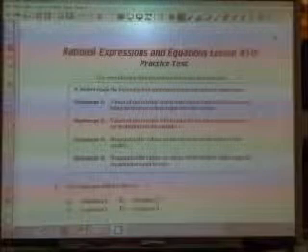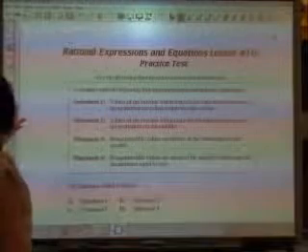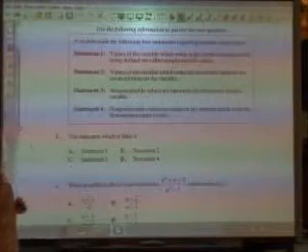Rational expressions and equations. A student made the following 4 statements regarding rational expressions. The values of the variable which result in the rational expression not being defined are non-permissible values. Is that true or false? True. That's true.